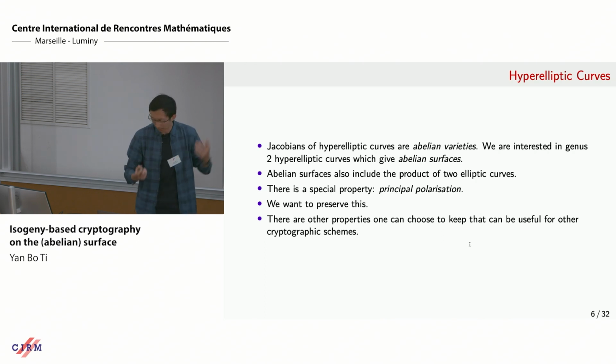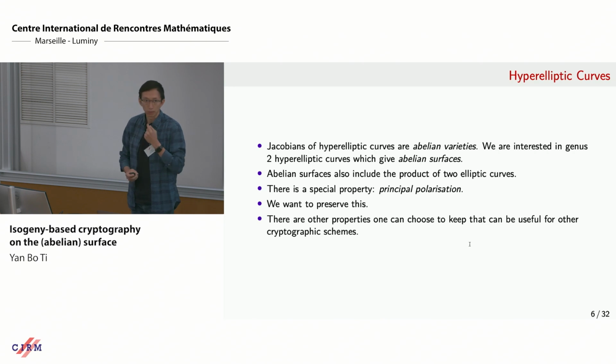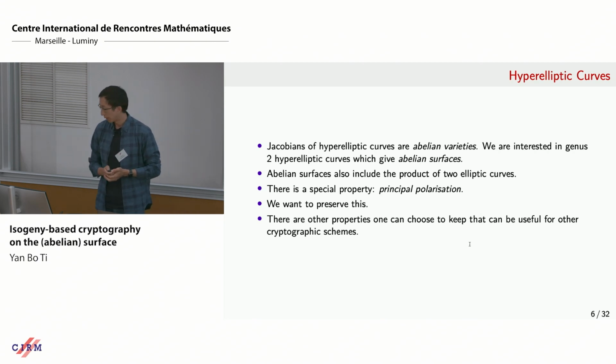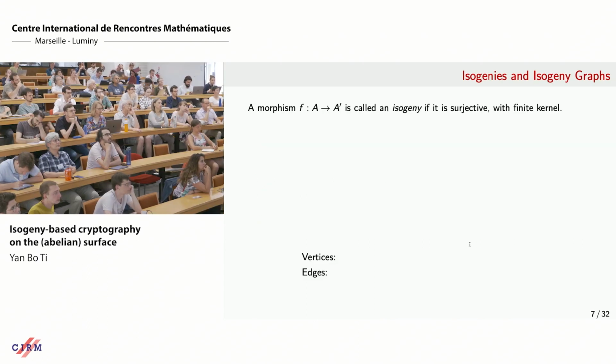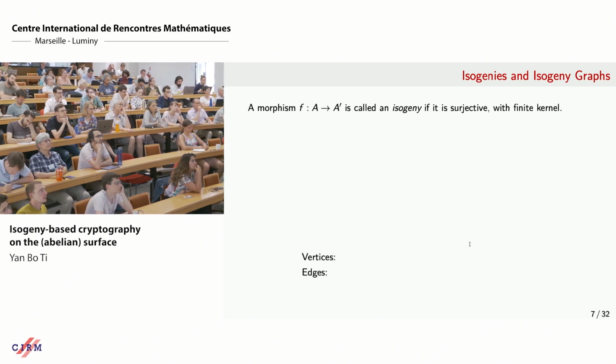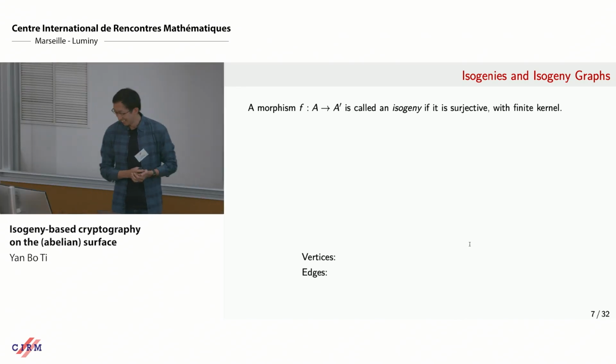So as I said, I was just jumping the gun over there. There are other properties that one can choose to keep, for example, CM, RM, and also other more fun stuff that you can choose to take along with you on the ride. But for now, we'll just keep the principal polarizations. So I'm just going to talk about isogenies and the isogeny graph. This is not supposed to be there, it's just an overlay. I just forgot to index them properly, sorry.